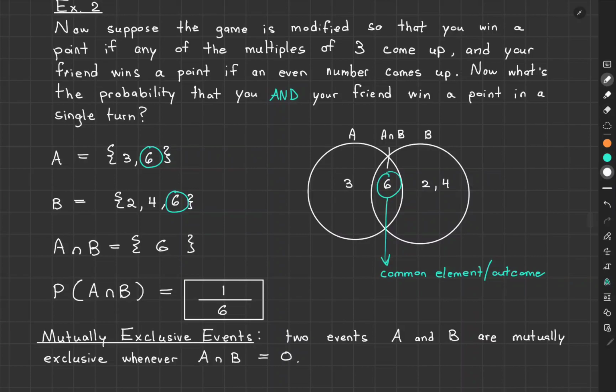Alright, so just to review really quickly, mutually exclusive events are those where two events have nothing in common. So A and B are mutually exclusive whenever A and B is equal to 0. For the second case, we call these simply overlapping events. They have some common element, or overlap. So that's the sort of opposite of mutually exclusive.